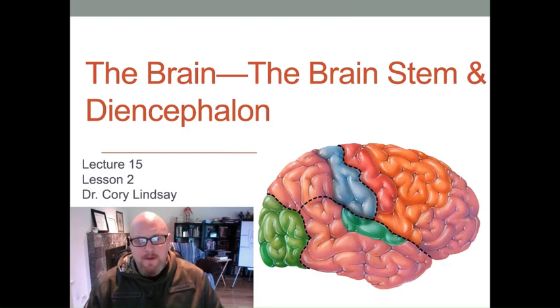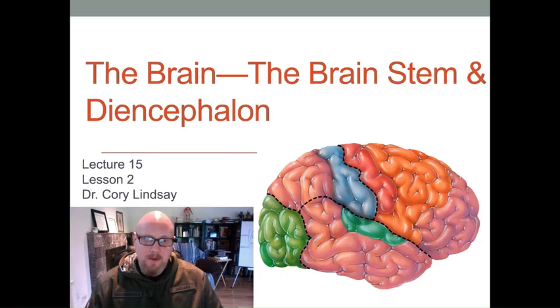So, on our first lesson on the brain, the topic of the brain, we were mainly looking at the peripheral structures that surround the brain, things like the dura mater and the unique organization of that structure. We also looked at the production and flow of CSF around the brain.